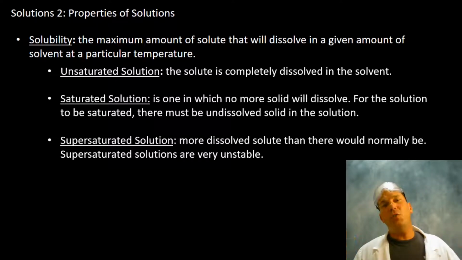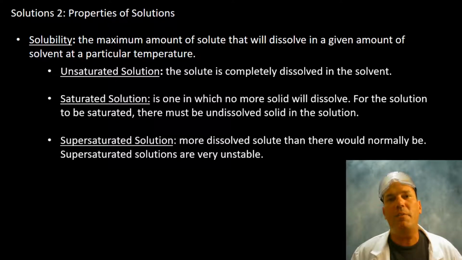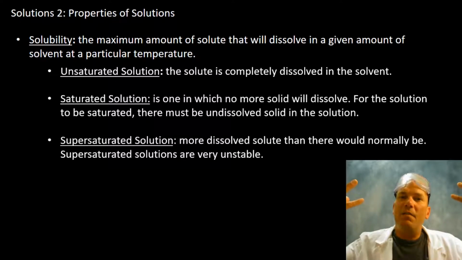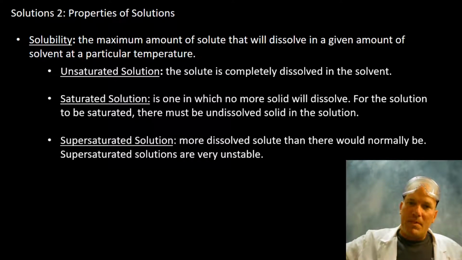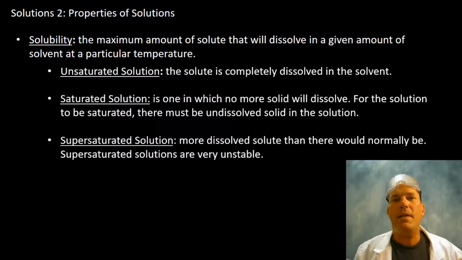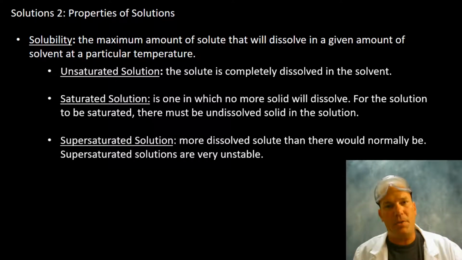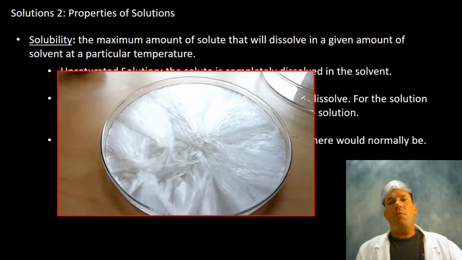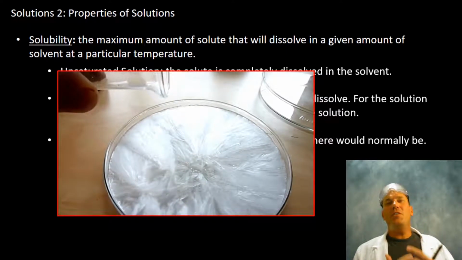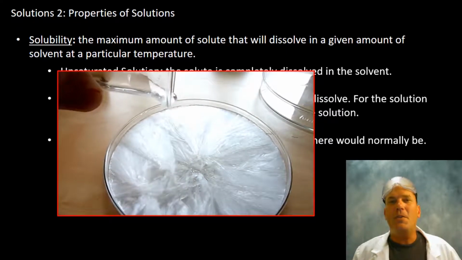These are called supersaturated solutions, and they are extremely unstable, and they're often formed by raising the solvent temperature high, dissolving the solute, and then slowly bringing that back down to a lower temperature. So what I want to show you here is an example of a supersaturated solution.